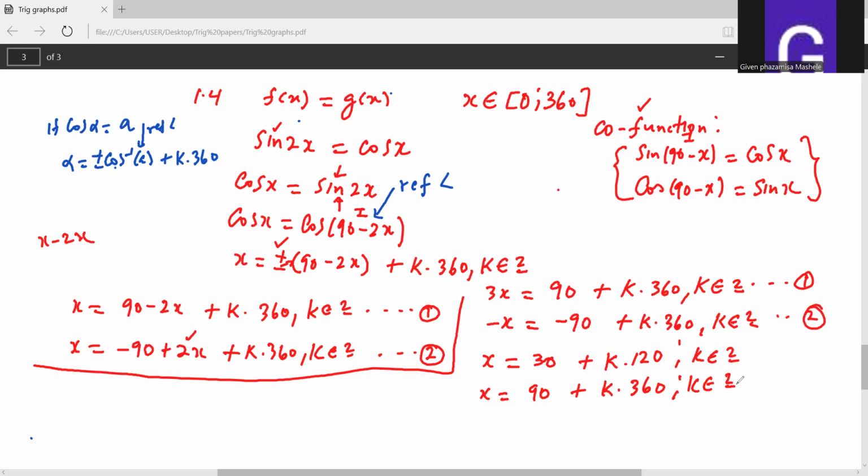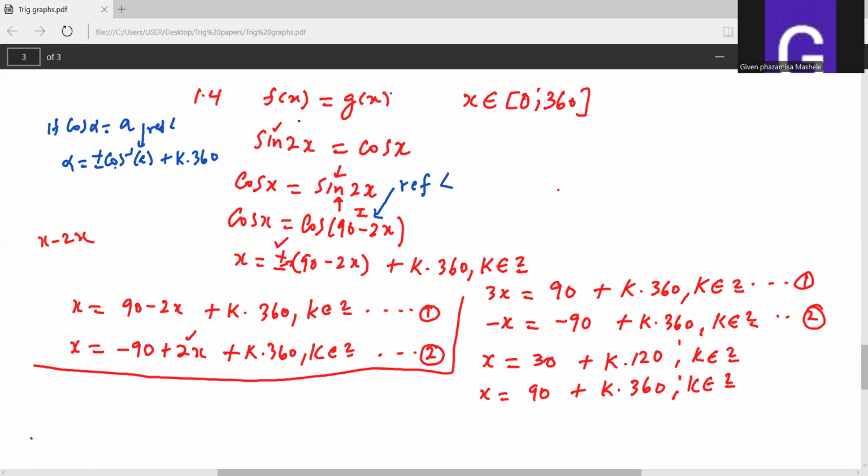So we change the ratio from sine to cos using cofunction. This is also applicable to grade 11 students. So make sure you understand this. But guys, the question did not say determine the general solution. The question wants the values of x that are between 0 and 360. So we need to generate that. And now we're going to generate that.